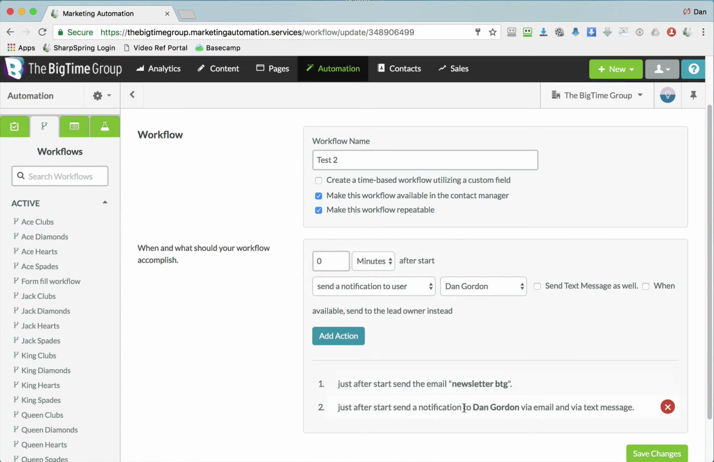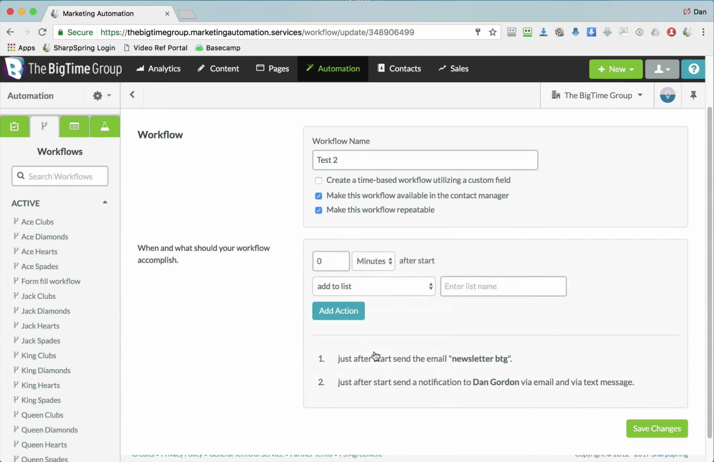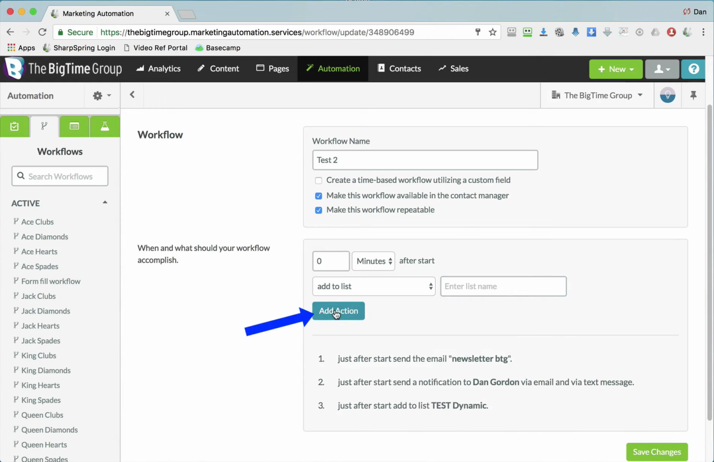Last thing is we want to add them to a list. Click on this, Add to List. And I'm going to send them to Test dynamic and add action. So very simply, we now have the 3 pieces of the workflow that will commence when the person fills out the form and triggers it.